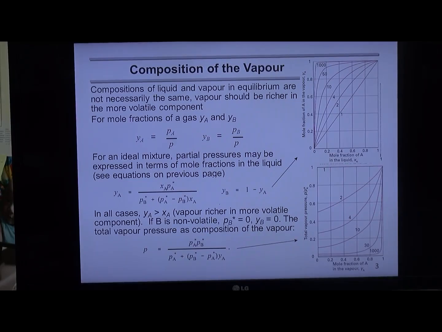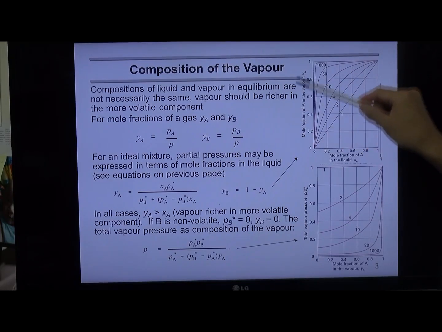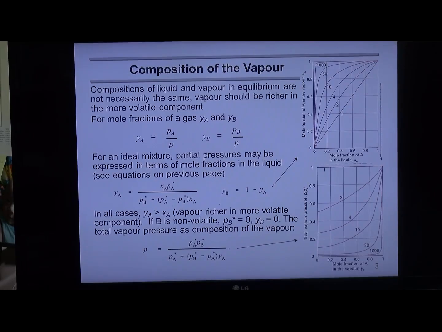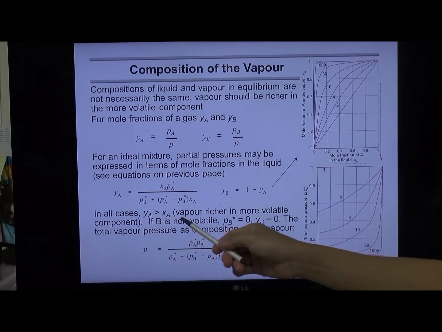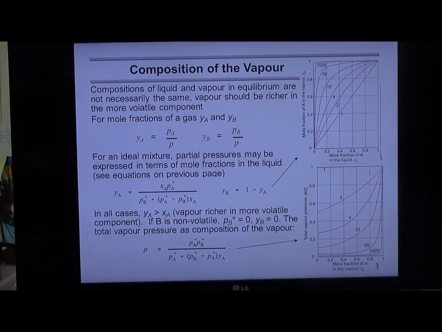Then what we can find is that when A is more volatile than B, YA is larger than XA. Right? Our assumption was right. If A is more volatile, there is more of it in the vapor than the other. So YA is larger than XA. Vapor is richer in the more volatile component.